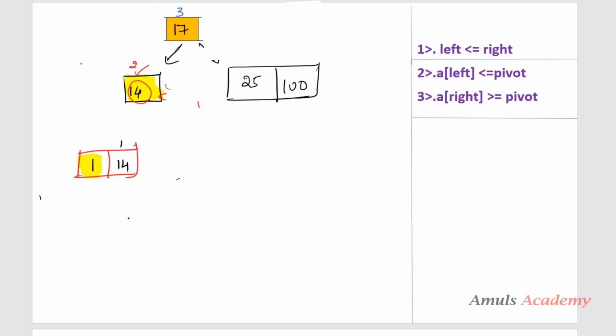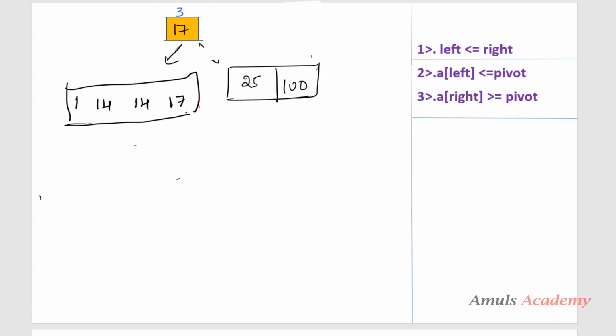So we'll get 1 and 14. This will return to here. As I said, we'll do this operation recursively, so it will return the result to the previous function. This result will be returned to here. So this part is sorted, and we'll get 1, 14 and 14, 17, because 17 is also sorted. We'll get this now.